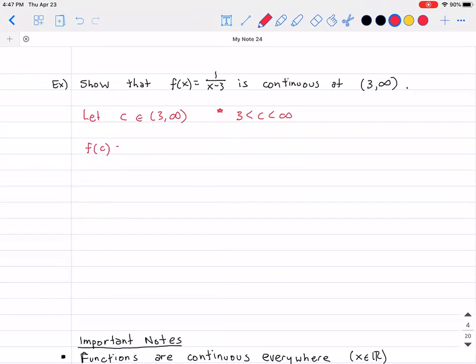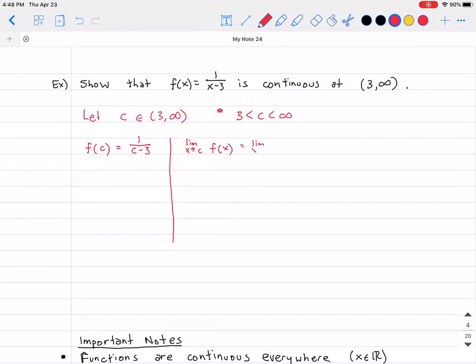Okay, I need to first find, let's do the easier one first, what is f of c? Okay, so f of c, according to what we have right there, is just a direct substitution. f of c is equal to 1 over c minus 3. Okay, so that's the first piece. Now, what I want to do is solve for the limit as x approaches c of the function f of x and show that it's going to be the same thing.